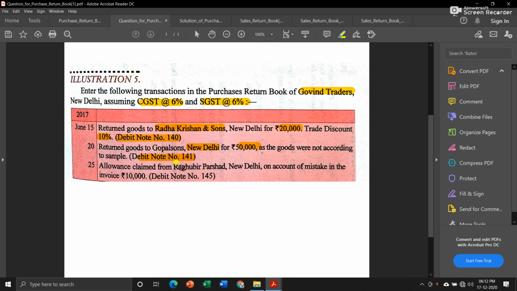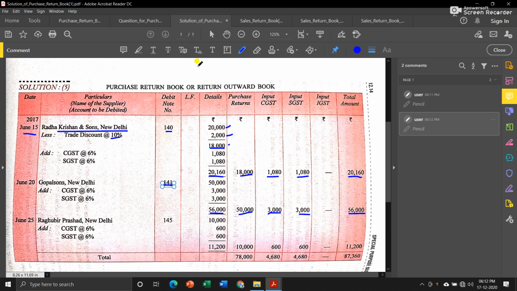Now let us see the next transaction. Allowance claimed from Raghubir Prasad, New Delhi on account of a mistake in the invoice. See, for the previous two transactions we returned goods, but in the third case we are asking for an allowance, we are asking for some money because there was a mistake in the invoice worth rupees 10,000. For that we issued a debit note, and that debit note is number 145.